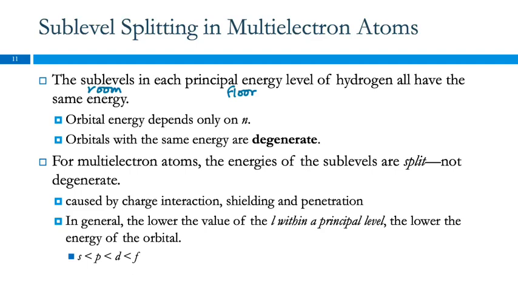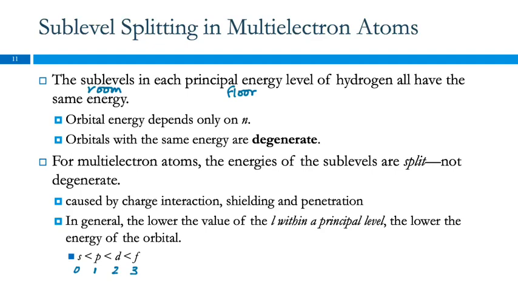So say we're on the 5th floor of the hotel. We're on principal level 5. And there's an S room, a P room, a D room, an F room, etc. Remember, S corresponds to L being equal to 0. And P is 1, D is 2, F is 3. There are sublevels after that. We don't see them on the periodic table, but they do exist. And those would just follow the alphabet. So the next one would be G, and H, etc.